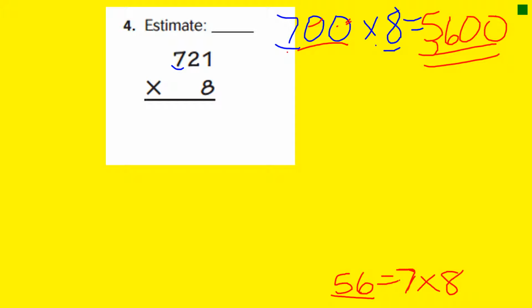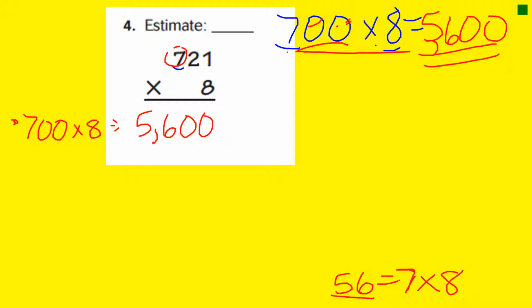Okay, so this time I'm going to write over here that 700, right? Because it's 7 in the hundreds place times 8. And then I'm going to write my partial product right next to it. And that's exactly what we just did there, right? 5,600. That's the first part of the product.